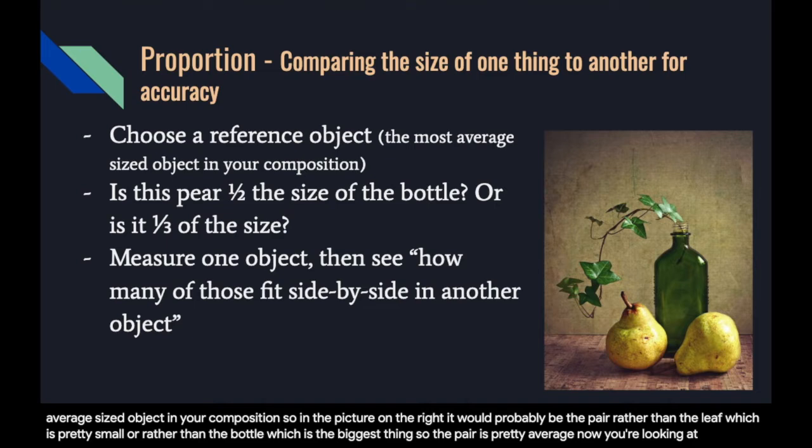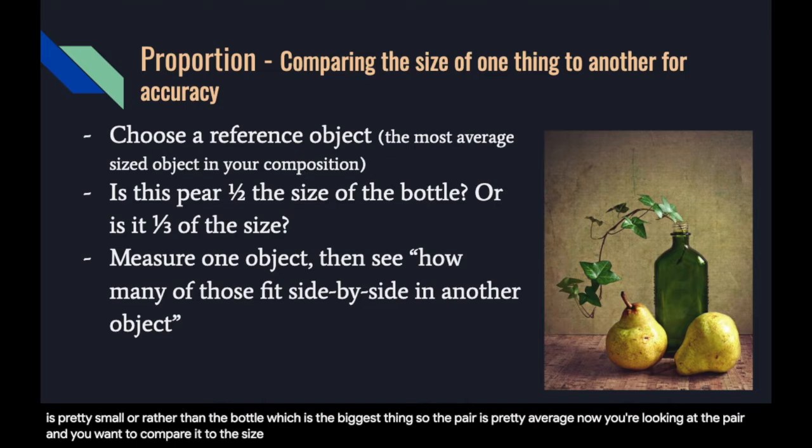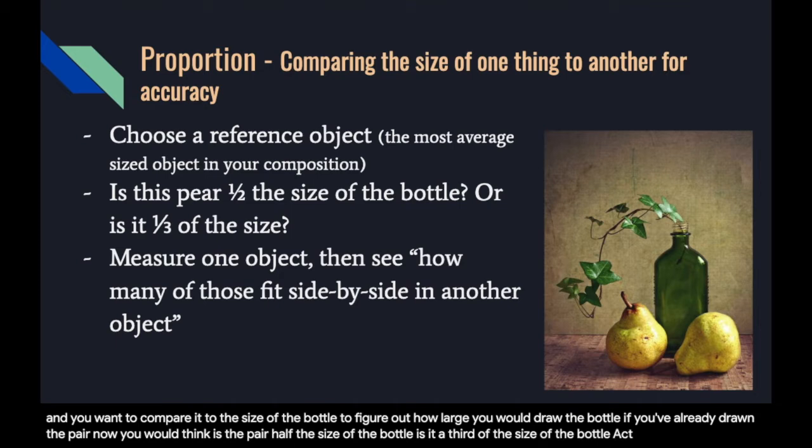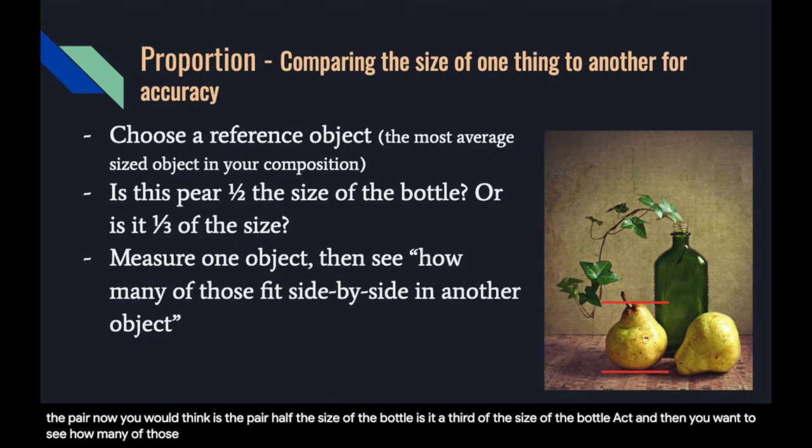Now you're looking at the pear and you want to compare it to the size of the bottle to figure out how large you would draw the bottle if you've already drawn the pear. Now you would think, is the pear half the size of the bottle? Is it a third of the size of the bottle? So you want to measure that one object, and then you want to see how many of those objects can fit side by side in the other object.